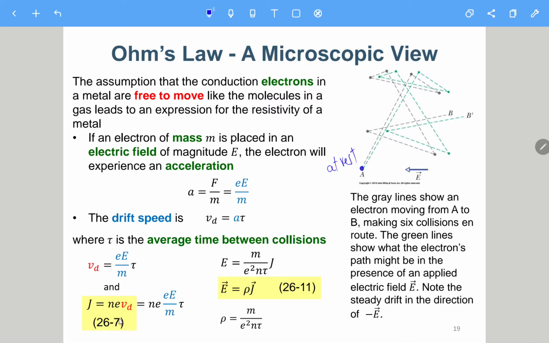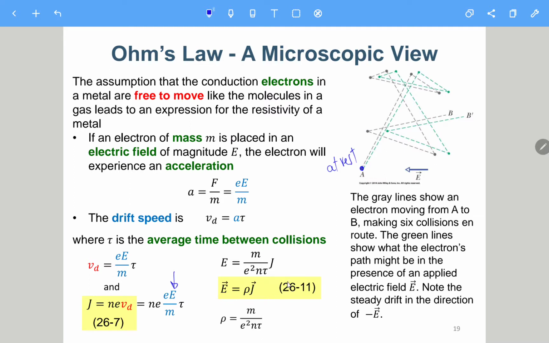And then according to the previous equation, we have J equals Ne times Vd, and so we can plug this Vd into here. So we have Ne times E over m times tau, like this. This is the current density equal to this term. Okay, so we slightly rearrange the terms. We keep E on the right side and move the other terms to the left side, and then we swap the left and right. So we have E equals m times J over e squared, and then N times tau, like this.